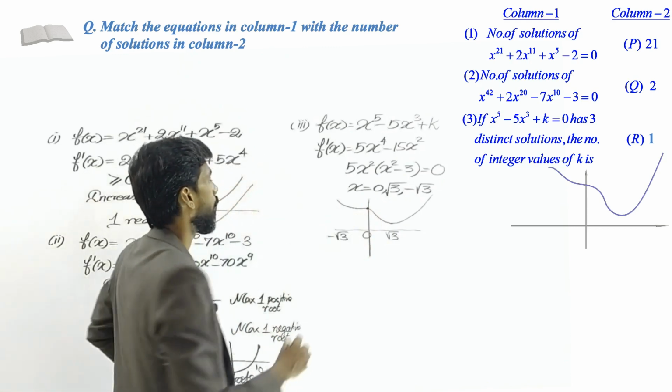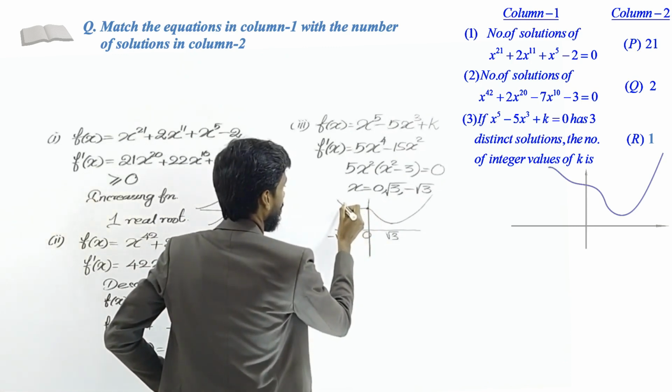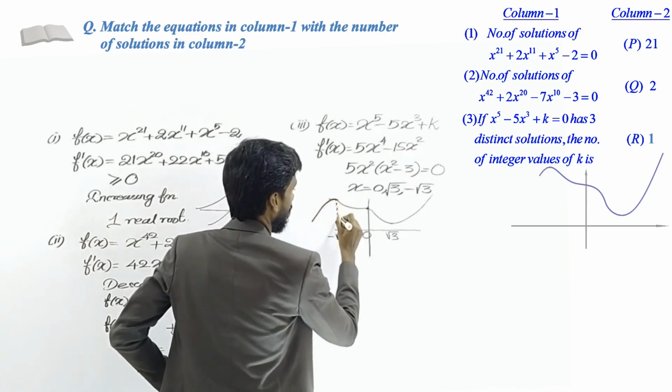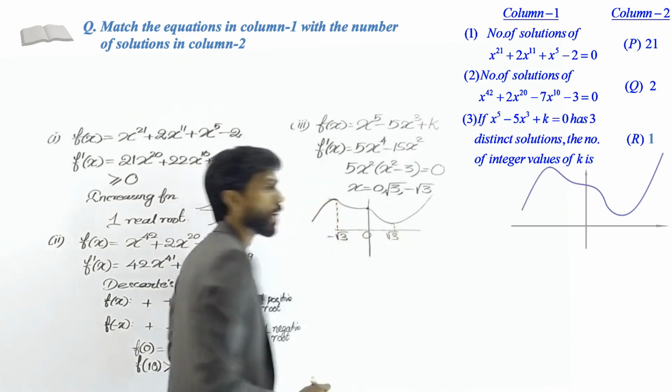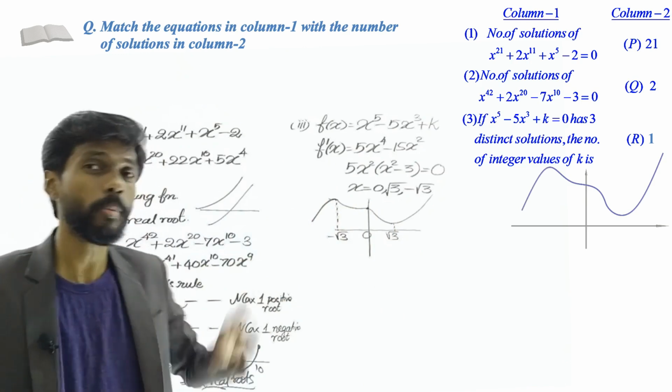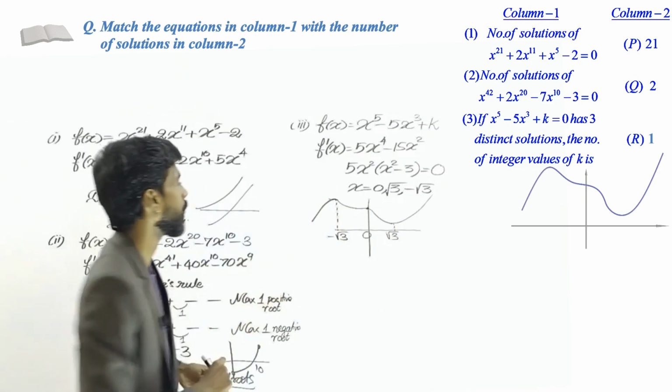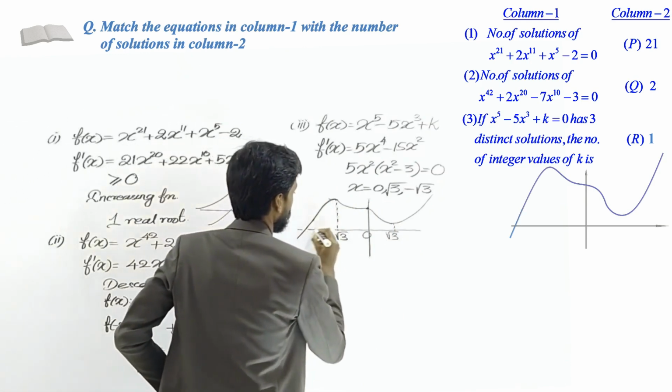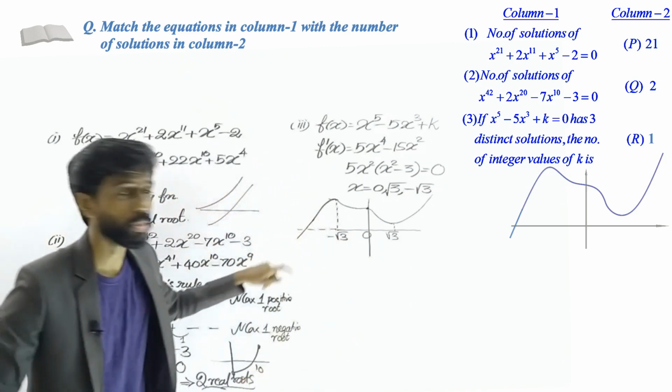So done. Now at the point minus root 3, that will have the maximum value. Okay, at one point it is maximum, one point minimum. Suppose this is the graph of the function. Now how many real roots does it have? So it has only one real root, right? So this function intersects the x-axis at only one point. That means only one real root.